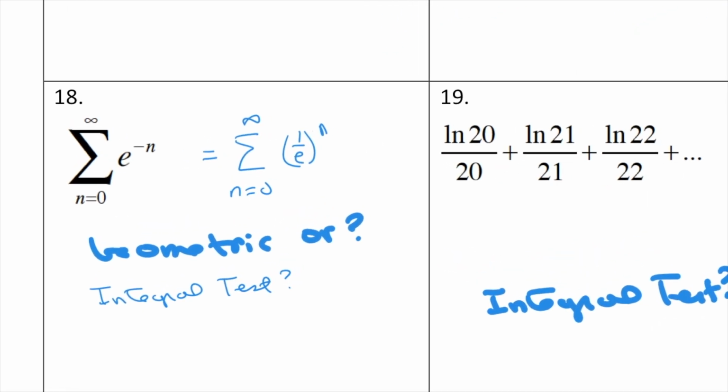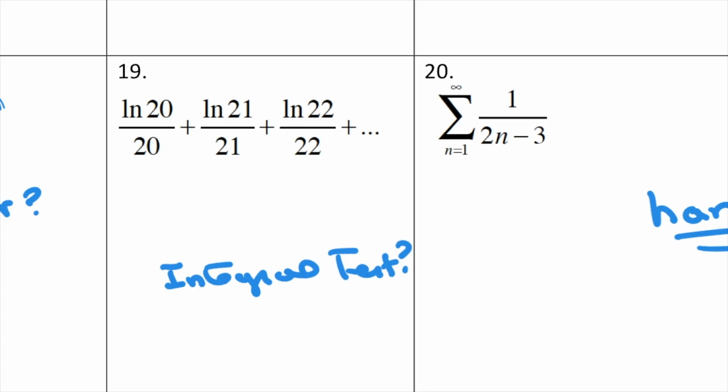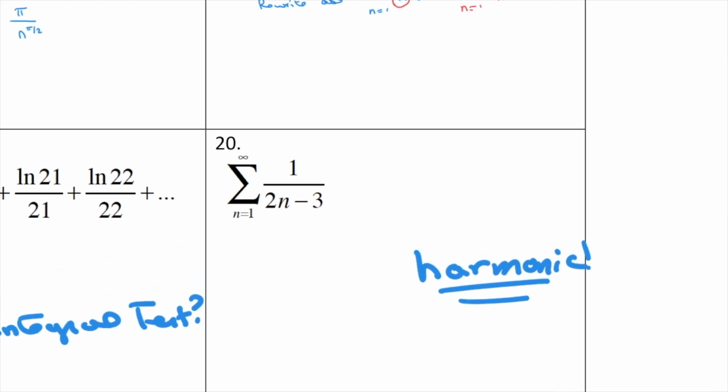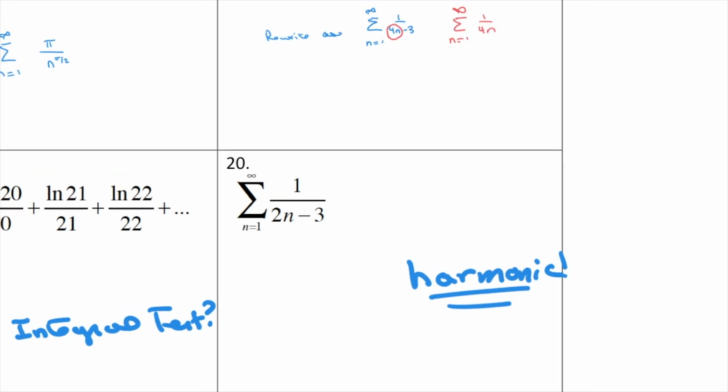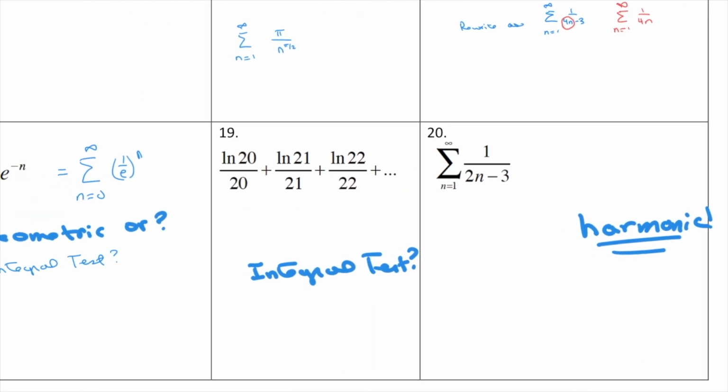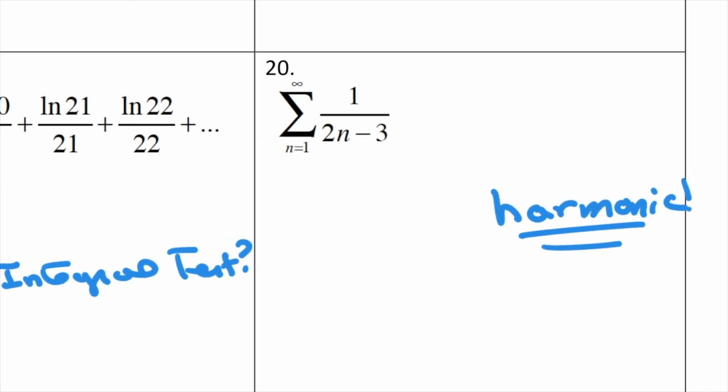18. You could rewrite this problem as a geometric series, and you could possibly even use an integral test. I think sometimes you have choices. Number 19, very similar to number 8, so give that a good try. And number 20, it is also harmonic, just as number 17 turned out to be harmonic. What do you know about harmonic series?